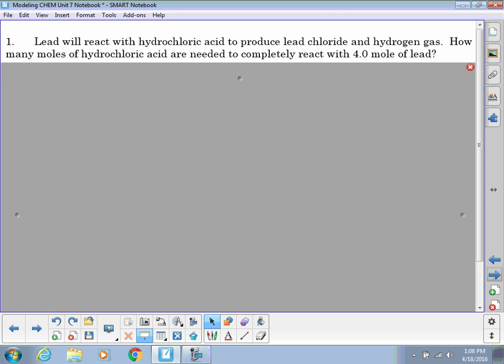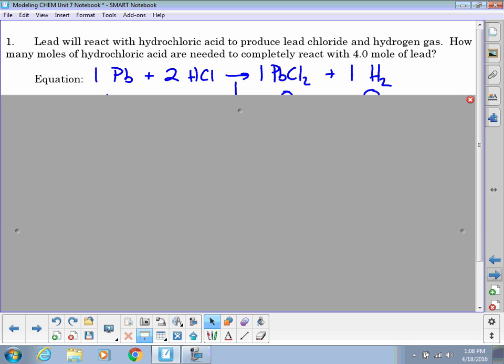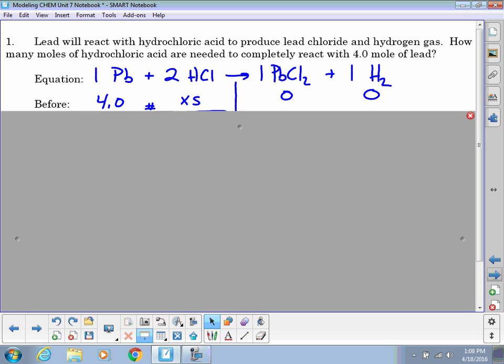So step 1, balanced chemical equation. 1 Pb plus 2 HCl yields 1 PbCl2 and 1 H2. Step 2 is to fill in the before line. We're starting with moles of lead, so we can just put in the 4.0. And then we have an excess of HCl because we don't know how much we're starting with, and then 0 for our products. And then we get to the change line.